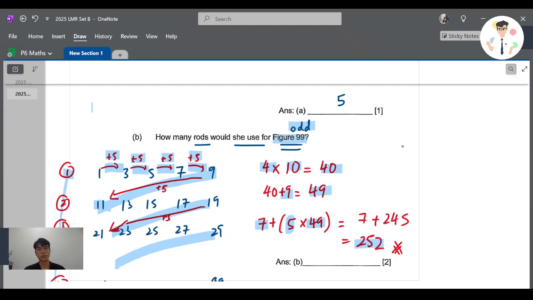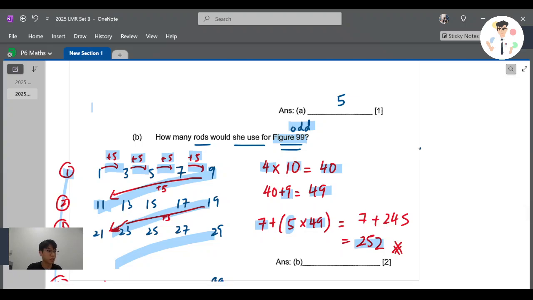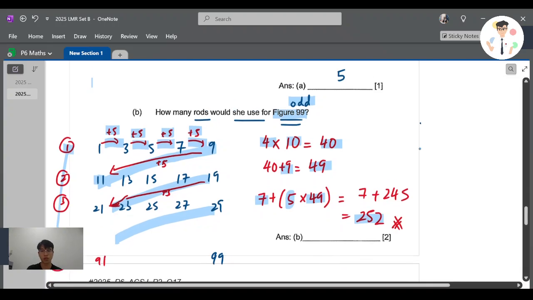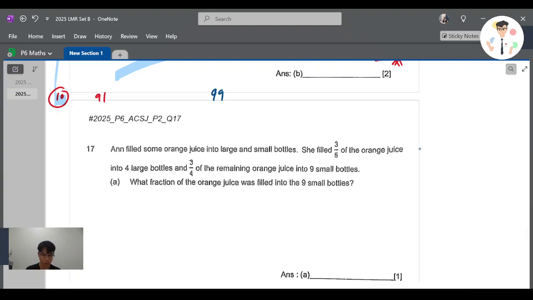Okay, this will be kind of a bit interesting question. This is not a very common question that we actually see. But anyway, it's a good question for us to try out. Now, let's try our last question for this set, number B. And this question is from ACSJ, paper 2, question 17. Okay, let's look at this question together.